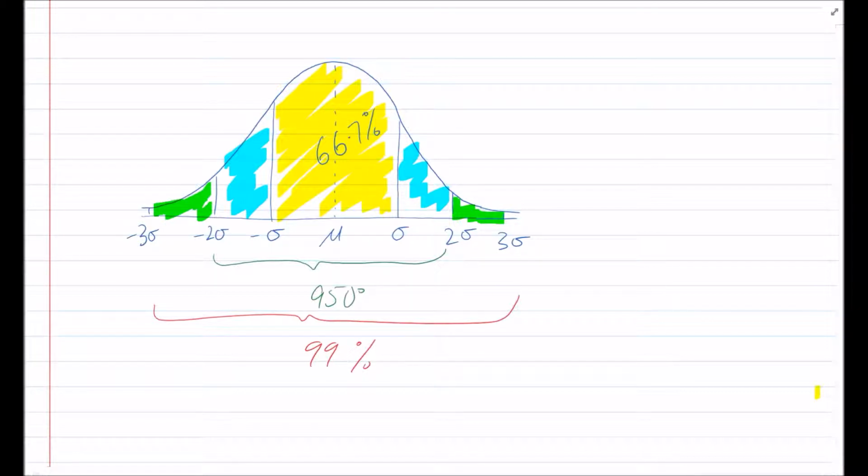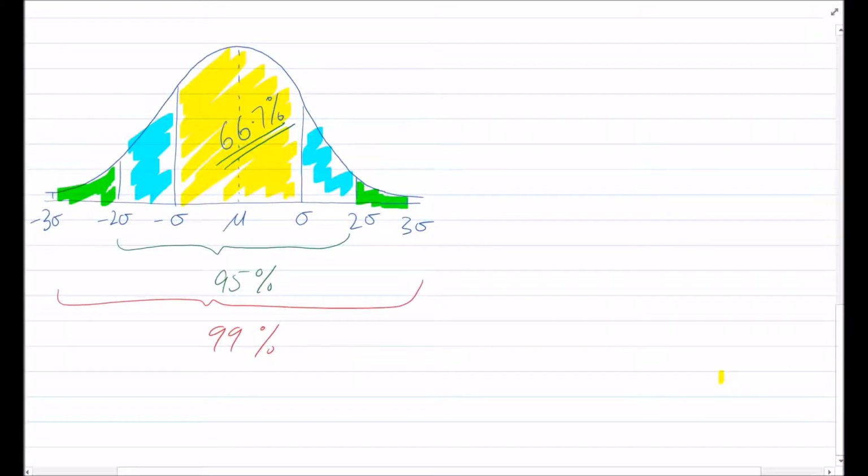So that gives you a little bit of an idea of what a standard normal distribution represents in relation to a population, or in our case, in relation to probability.